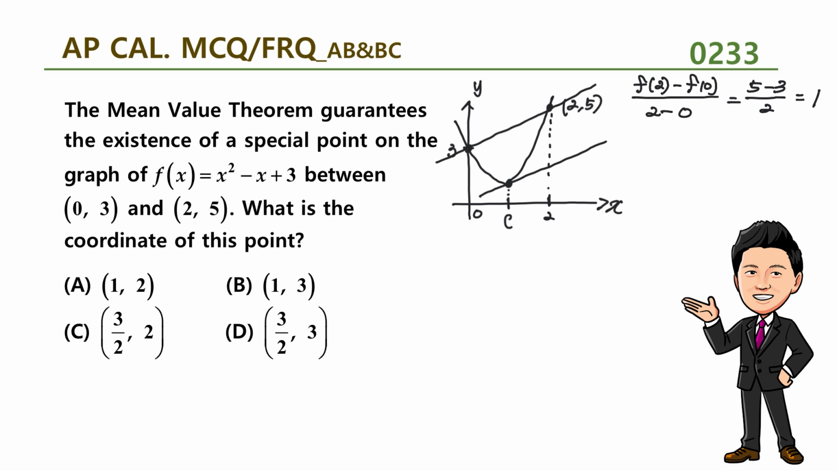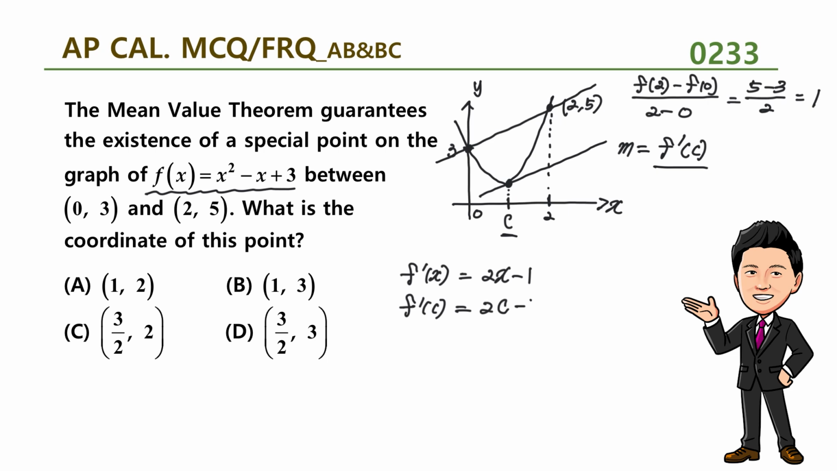And the slope of the tangent line is equal to f prime of x. But at point c, that's f prime c, right? We have f of x here. Let's find the derivative of this function. That's 2x minus 1, right? So f prime c is equal to, instead of x, we're going to substitute c for x. So it's 2c minus 1, right? So the slope of this tangent line, which is equal to this, must be equal to the slope of this second line, the average rate, 1, right? So we're going to let 2c minus 1 is equal to 1.